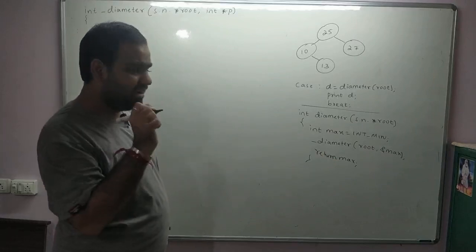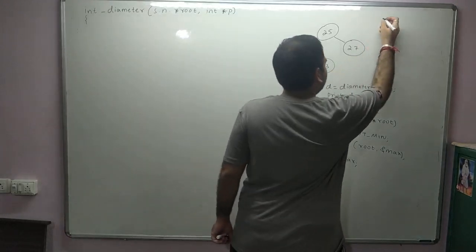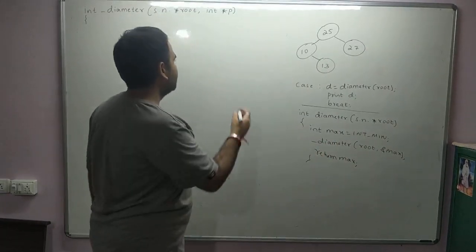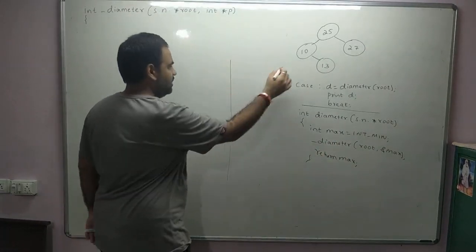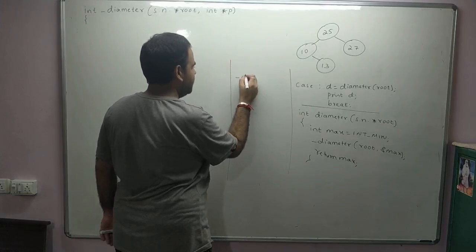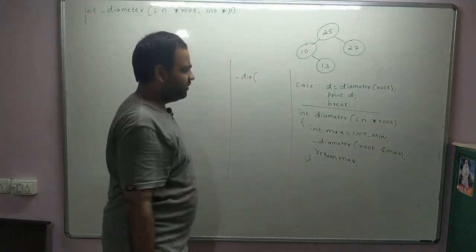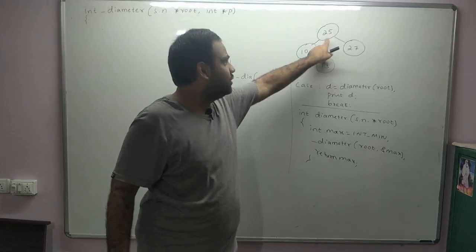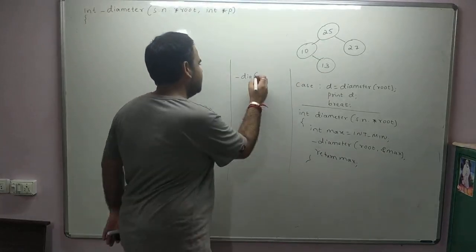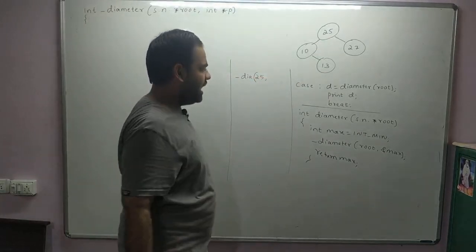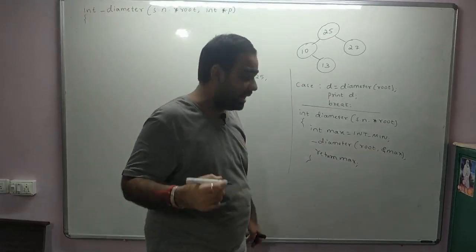Now what happens whenever we call the function? The scope of the function gets activated. Let me write the scope of the function over here. What is the scope of the function? Underscore diameter. What is the first parameter? Root. Let root be 25. Of course it is an address, but let us assume that it is 25. And next is ampersand max, the address of max.